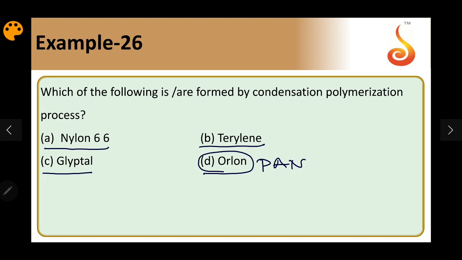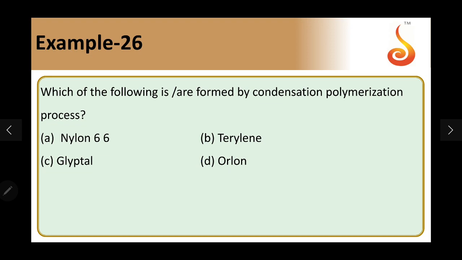So D is the only addition polymer. A, B, C are condensation polymers. It's a conceptual question. We'll go to the answer key. So the answer is A, B and C.